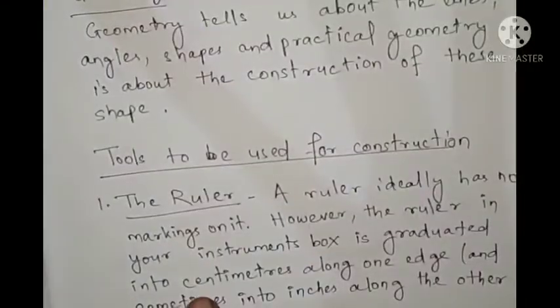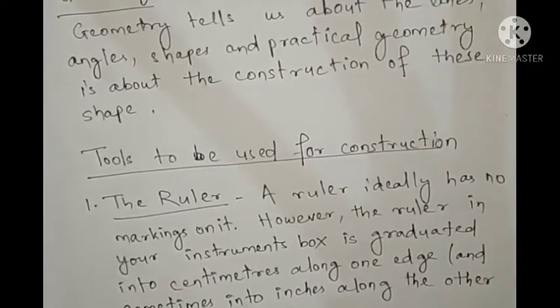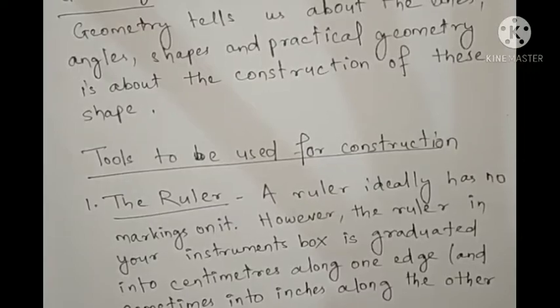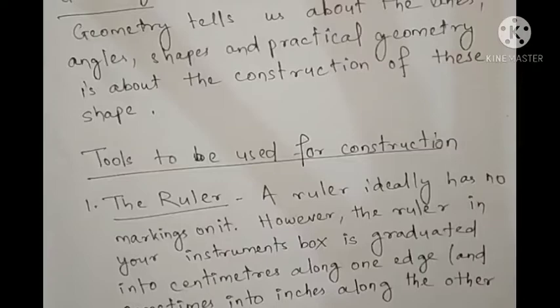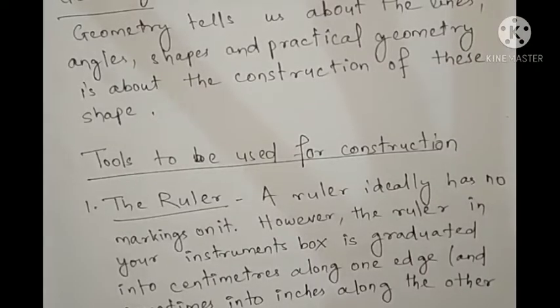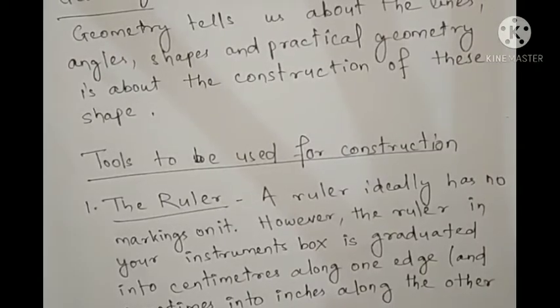So number 1 is the ruler. What is a ruler? A ruler ideally has no markings on it. However, the ruler in your instrument box is graduated into centimeters along one edge and sometimes into inches along the other edge.